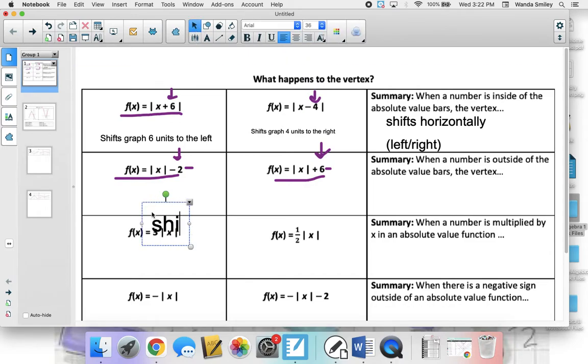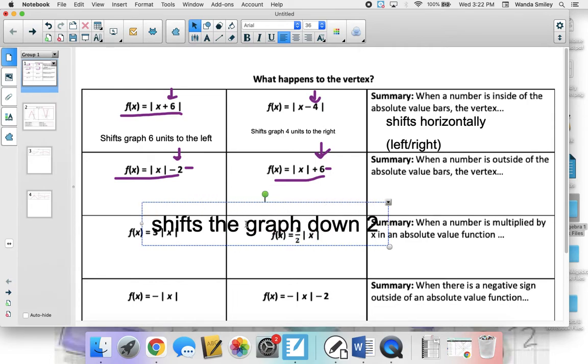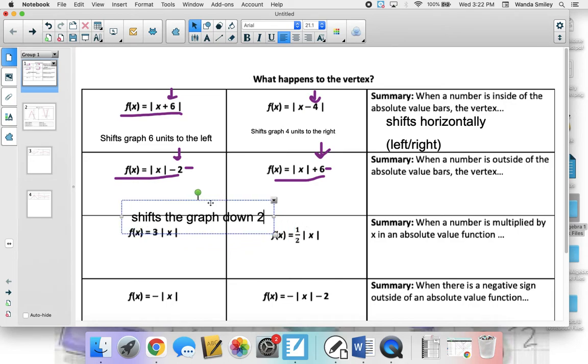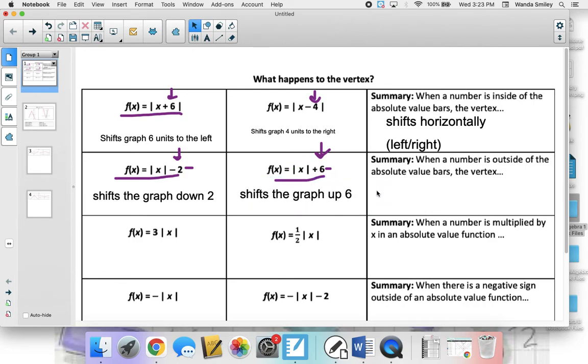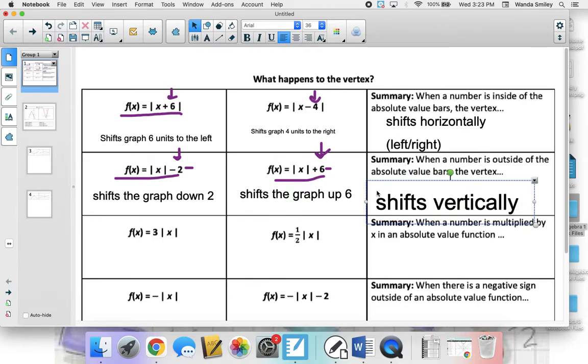So it shifts the graph down 2 for the first one over here, and it shifts the graph up 6 on the second one. So if you notice, the way it goes up and down has to do with exactly what sign is in front of them. So when the number is outside the absolute value bars, which means to the right, then it shifts the graph vertically, which means it goes up or down.